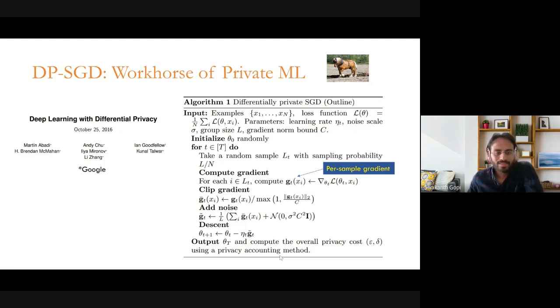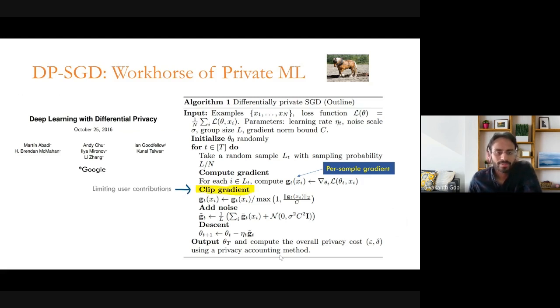So let's talk about the most famous algorithm for training neural networks using differential privacy. This is called the DP-SGD algorithm by Abadi et al. from Google. This is the main workhorse of the current training of neural networks using differential privacy. So let's try to understand this algorithm a little bit. It does the usual SGD stuff, but it changes it using the recipe that I just showed you.